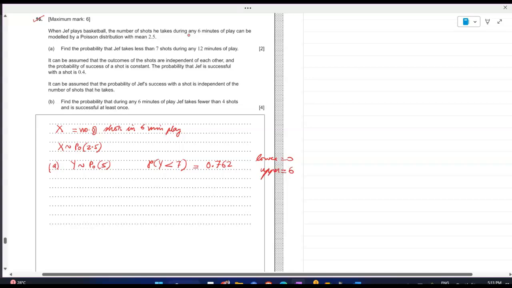And what do you take your mean as? Lambda, no? Just show me. 5. Yeah, you took 5, no? That's important. Don't forget to scale up the mean. It is assumed that the outcomes of the shots are independent of each other and the probability of success of the shots is constant.